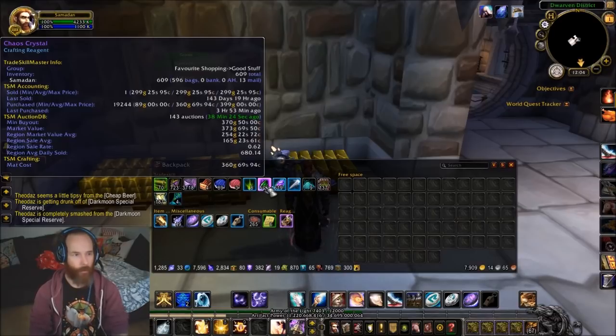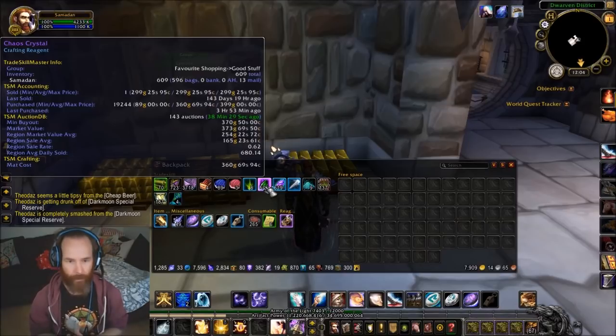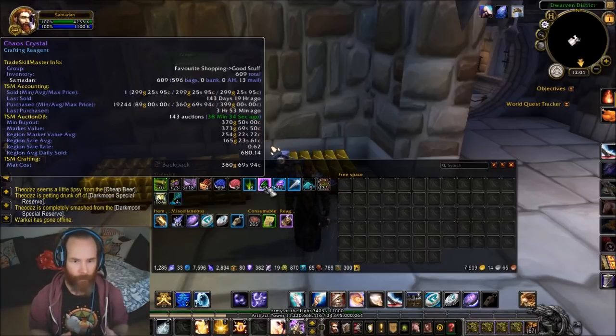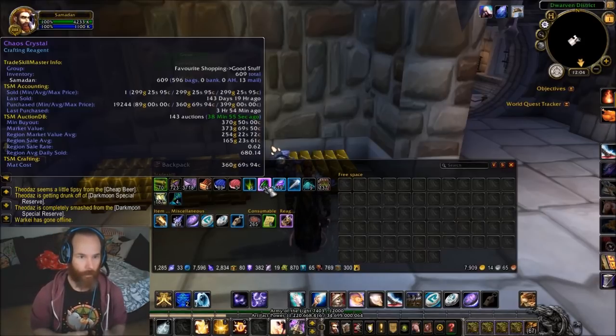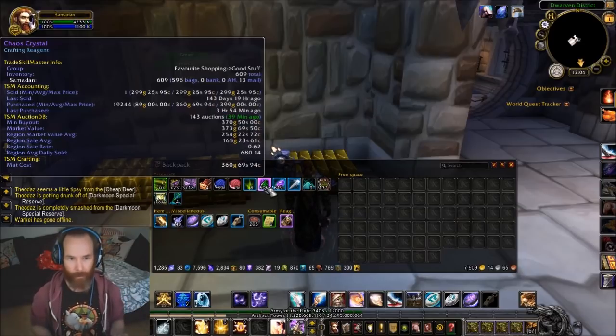Now the big chaos crystal conundrum is that you can't actually get many in bulk very easily. There's a few ways of getting chaos crystals. By far the best way is to buy them off the auction house as much as you can for as cheap as you can. You can see here my average purchase price is 360 gold, and I've currently got 609 in stock, which is okay for this server at this time, but ideally it'd be much higher in stock and lower in price.